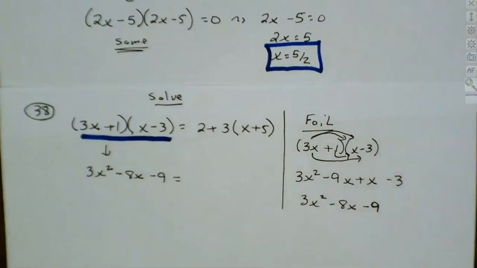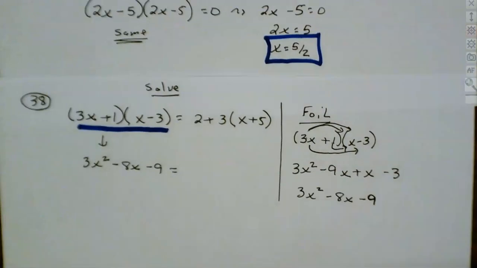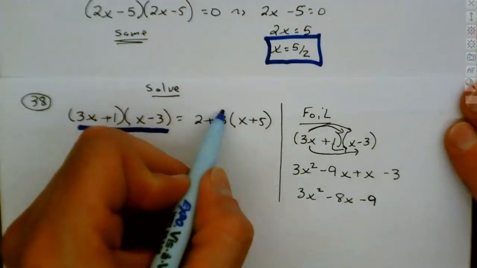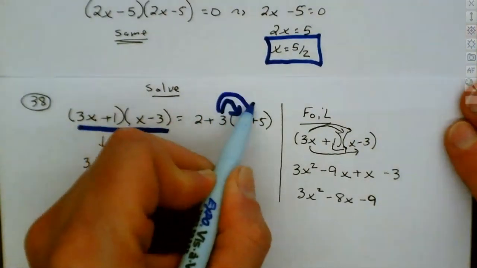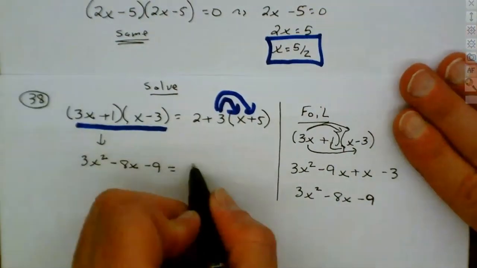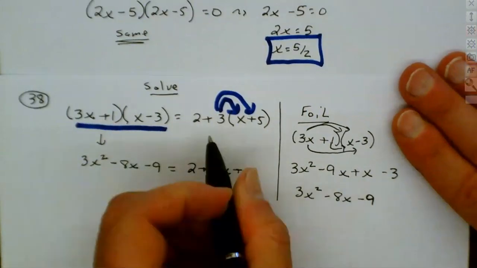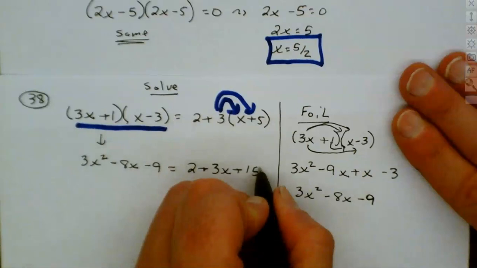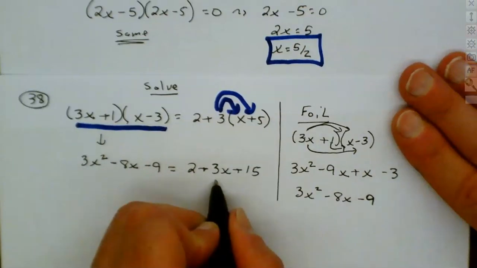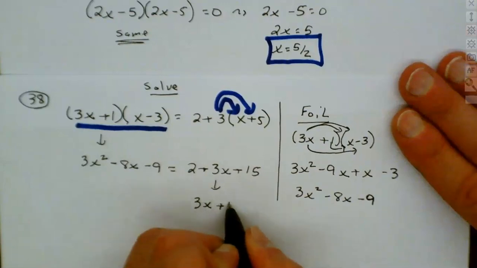Well, what about the other side? What are we going to do with it? Well, we need to get rid of our parentheses so we can refactor it. And we're going to distribute that 3 through. We'll rewrite this as 2 plus 3x, and 3 times 5 is 15. This can be condensed down one more step to 3x plus 17.